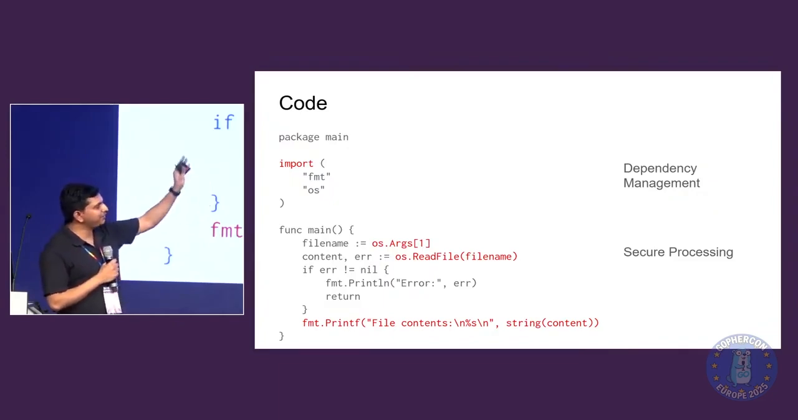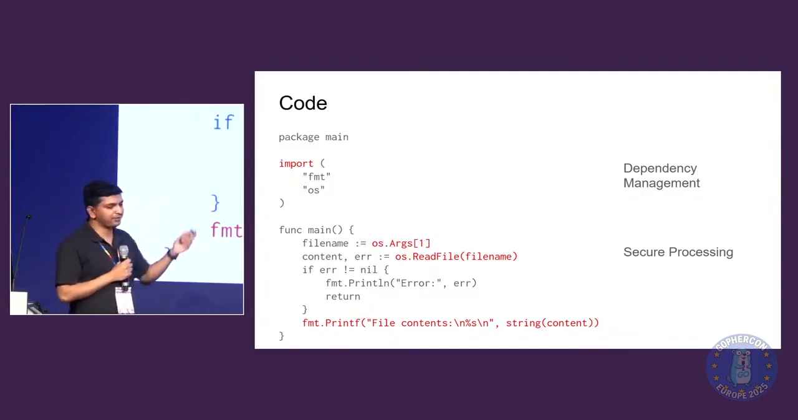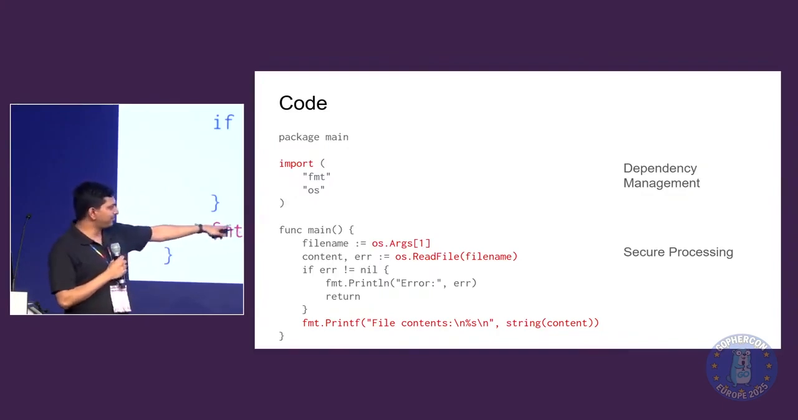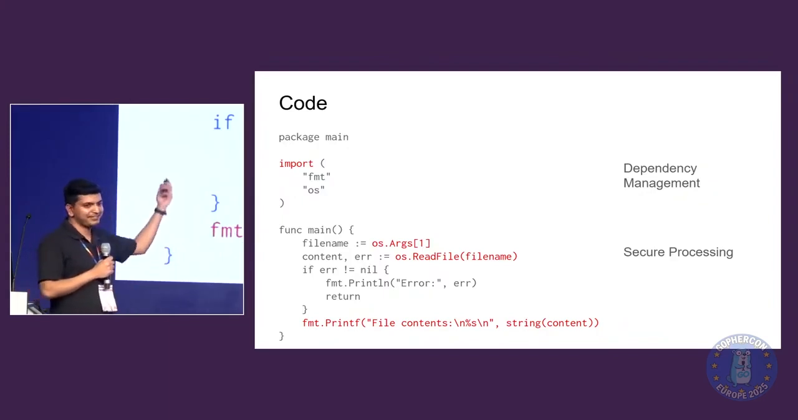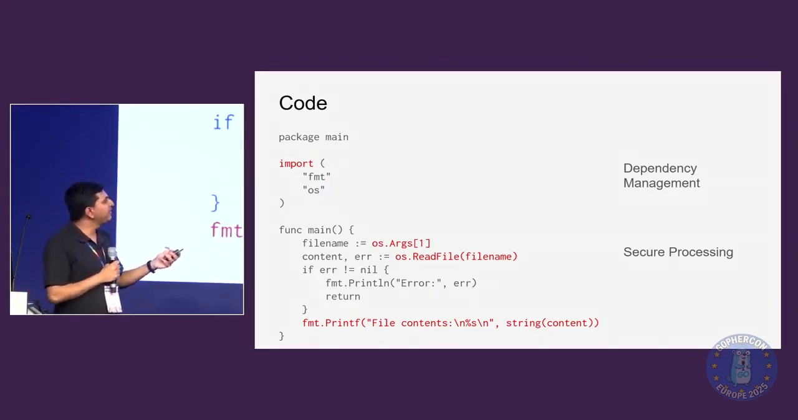So the first half is how to make your dependency management secure. The other half is, well, the code that I write, how do I make it more secure? And of course, TLDR, don't just print the contents of any file that comes in as an input, because it could be your own password file.